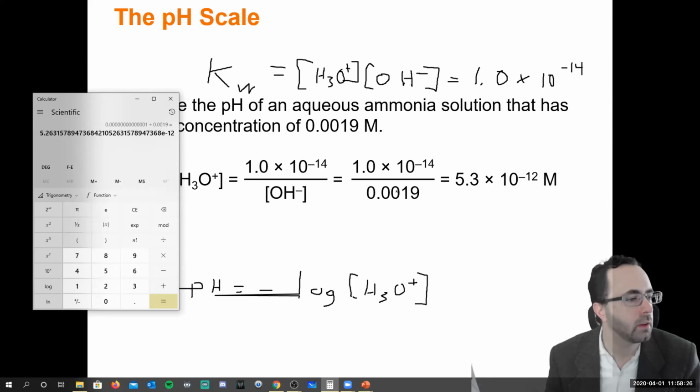Since this had 2 sig figs here, our Kw is also written with 2 sig figs. We'll write our result with 2 sig figs. Since this is a 6, we round the 2 up to a 3. And so we say 5.3 times 10 to the minus 12. Questions there?